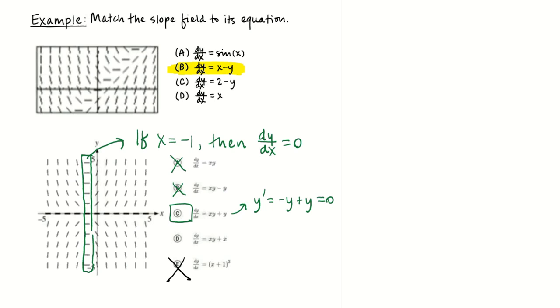What's wrong with D? Oh, if I plug in x equals -1, then I get negative y minus 1, which again is not guaranteed to be 0. Right? It can be 0 sometimes, but not always. And so that's why it's answer choice C.